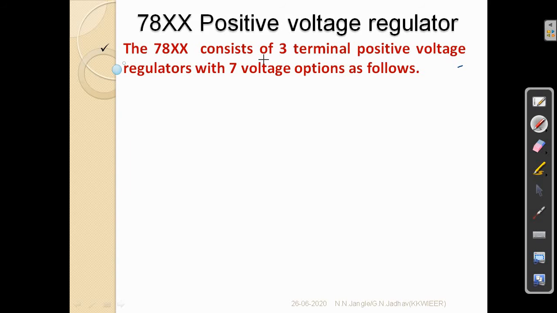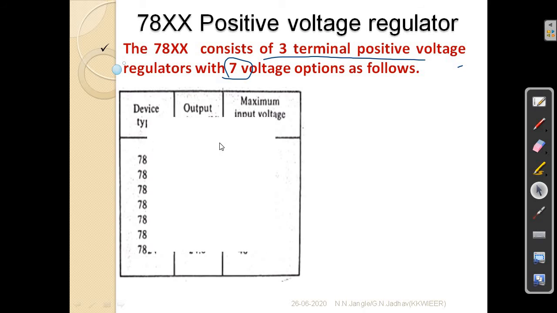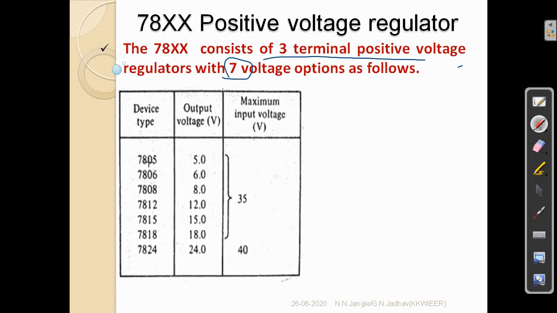The 78XX series consists of 3 terminals with 7 output voltage ranges. Okay. So what are the output voltage ranges? Let us see. 7805 will give you 5 volt constant output voltage. 7806 will give you 6 volt constant output voltage. 7808 will give 8 volt constant output voltage, and so on. So 7824 gives you 24 volt constant voltage at the output.